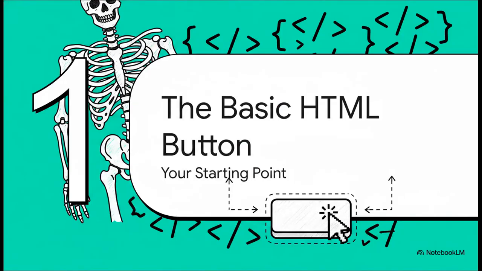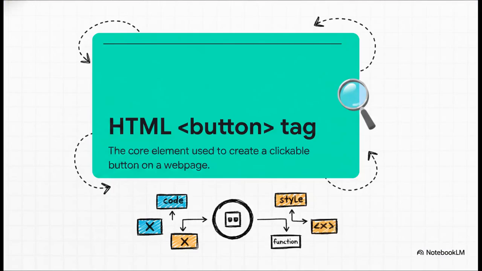Okay, so first things first. Before we can make a button look cool or do anything, we have to actually create it. We need to build its skeleton, and for that, we just need one single super simple tag in HTML. This is where it all starts. And this is it, the button tag. This little guy right here is the universal code that tells any web browser, hey, put a thing right here that people can click on. It is the absolute foundation for everything else we're about to do.